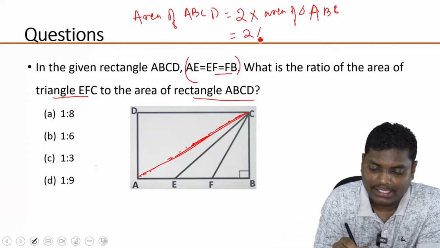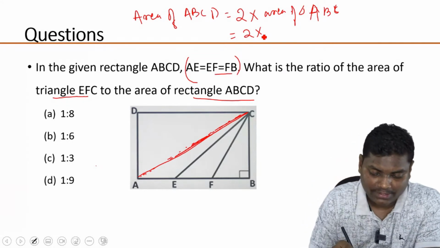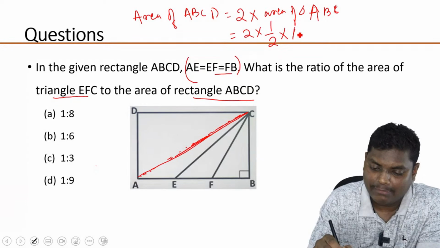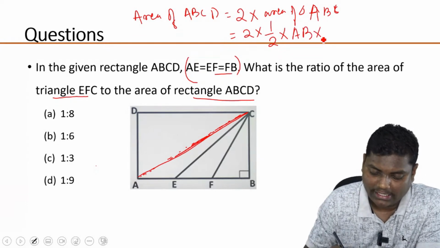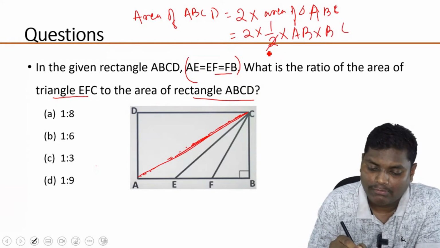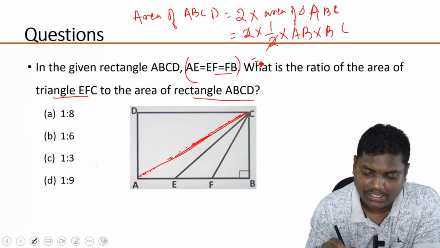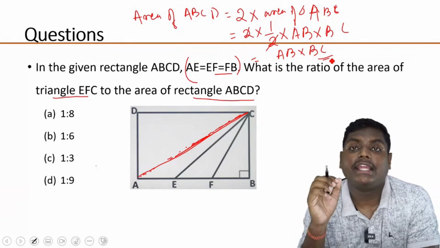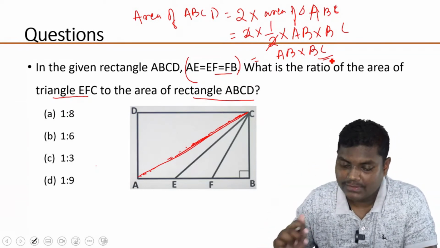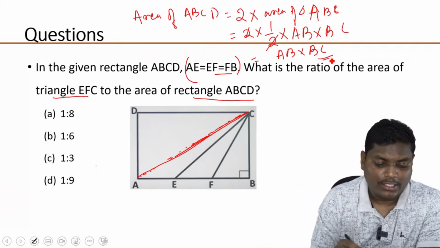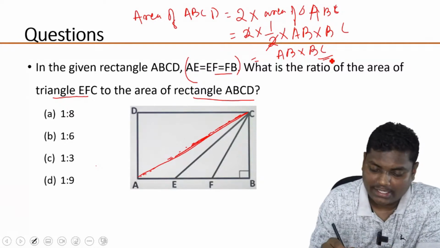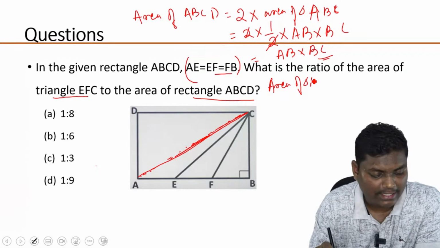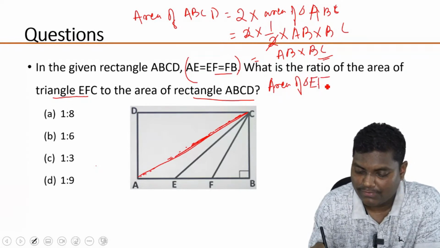So twice into, what is the area of triangle ABC? This is basically half into base AB, into height BC. So the half and half will cancel out. So it is basically AB into BC. Now coming to the area of the triangle EFC, area of triangle EFC.